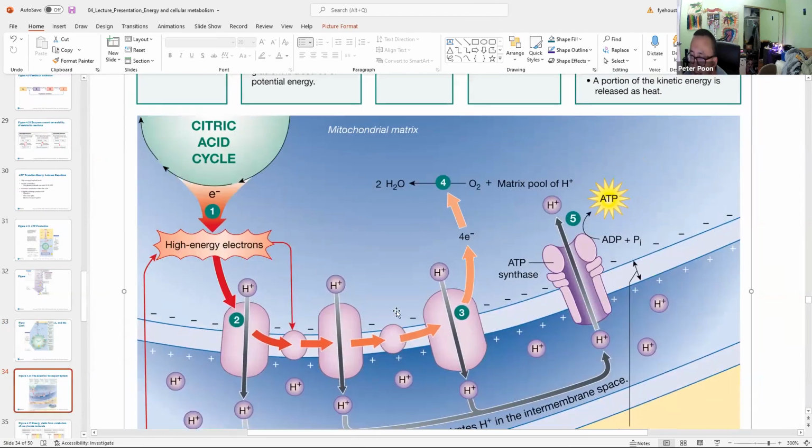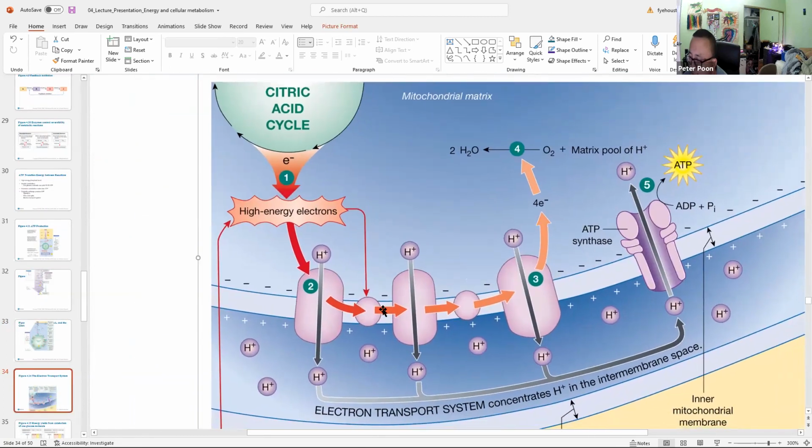And then last but not least, how the electron transport system actually works and how we get more ATPs here. What is the need for oxygen here? This is why we need oxygen. This is why we need to breathe oxygen so we can fuel this reaction.